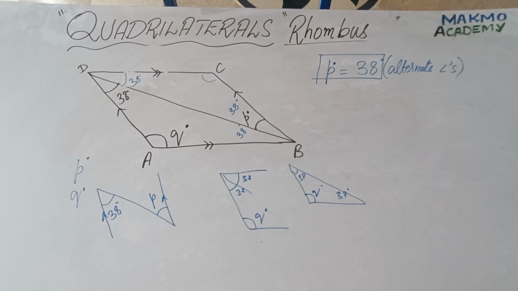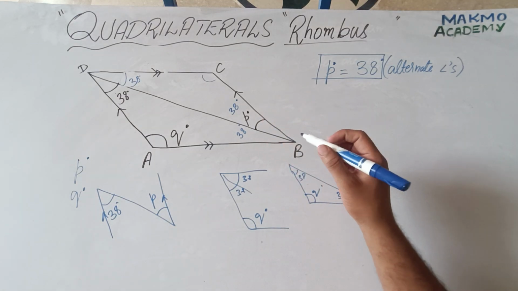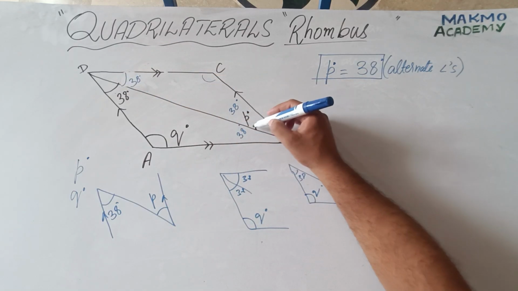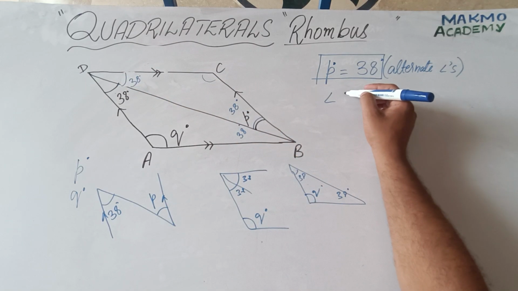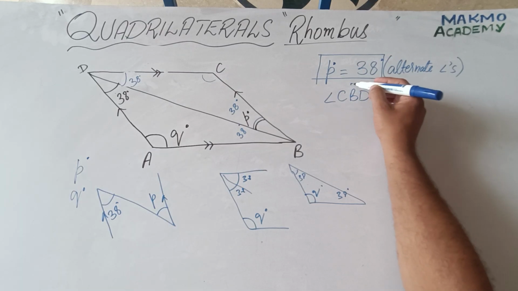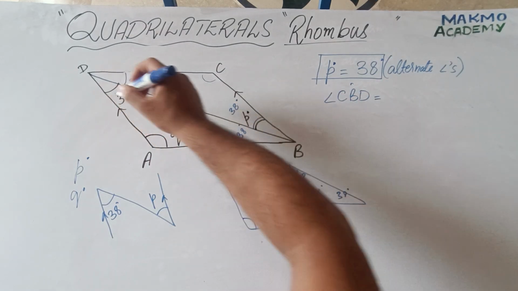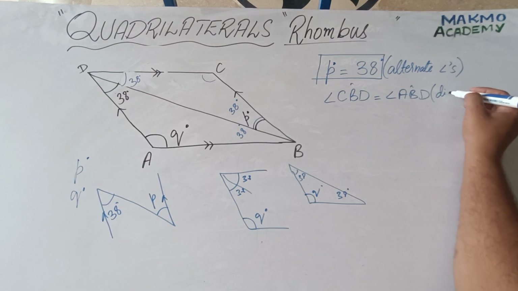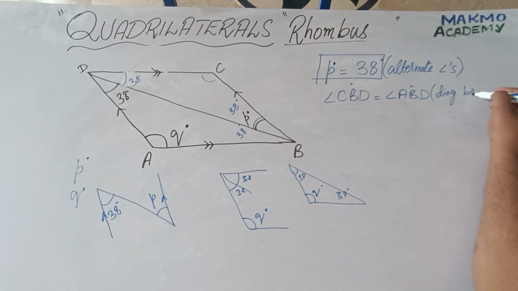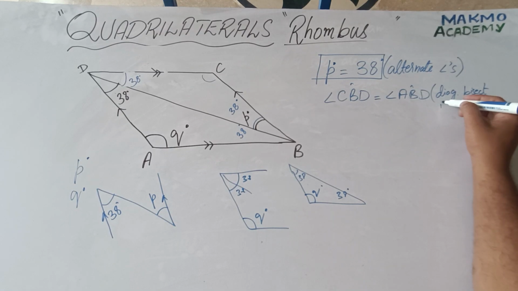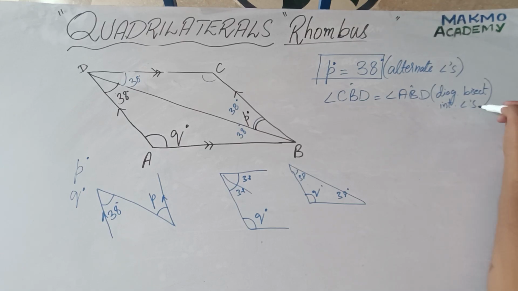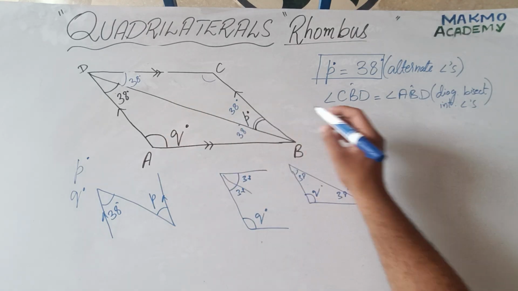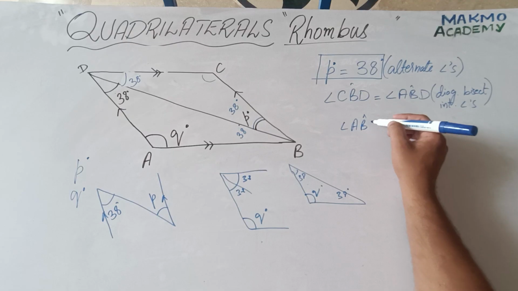Now let's discuss how we are going with this. Now I am saying that angle CBD is equal to angle ABD, and I would write the reason: diagonals bisect interior angles. So now I would say that angle ABD is also equal to 38 degrees.